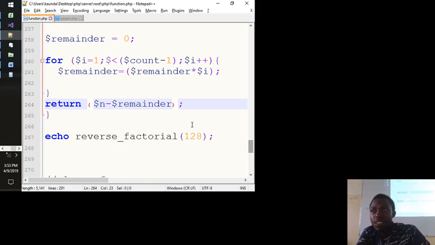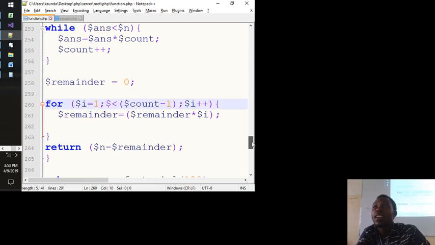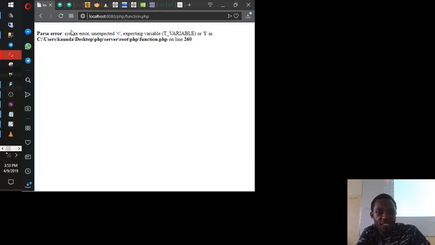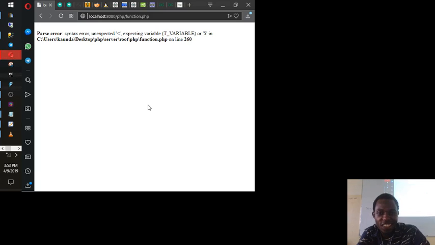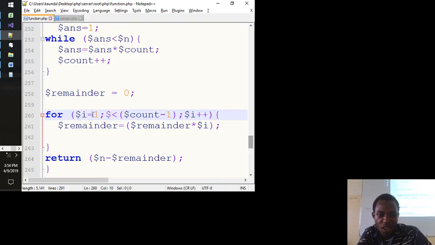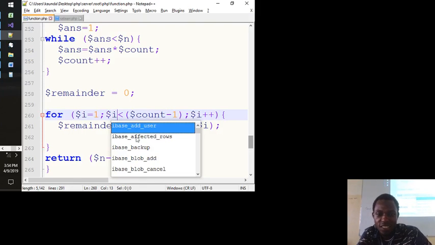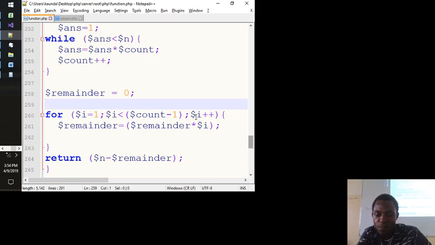Good. Here, it's saying syntax error, less than. You know, this is better than you getting a wrong answer. If you get a syntax error, then you know you can fix it. On line 260, I here should be less than this. I plus plus, then the remainder should be this.